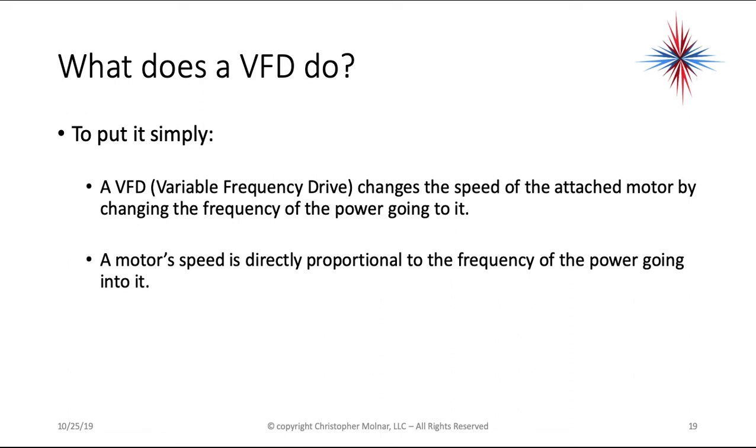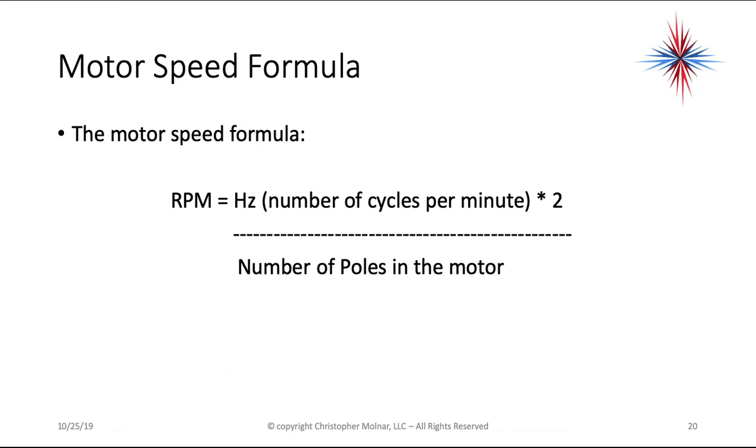So what does a VFD do? To put it simply, a VFD, or variable frequency drive, changes the speed of the attached motor by changing the frequency and the voltage of the power going to it. A motor's speed is directly proportional to the frequency of the current or power going into it. So there's a formula for this. The motor speed formula is revolutions per minute, that's the speed of the motor, equals hertz, that's the frequency of the incoming power, multiplied by 2 because there's a positive and negative pole, divided by the number of poles in the motor.